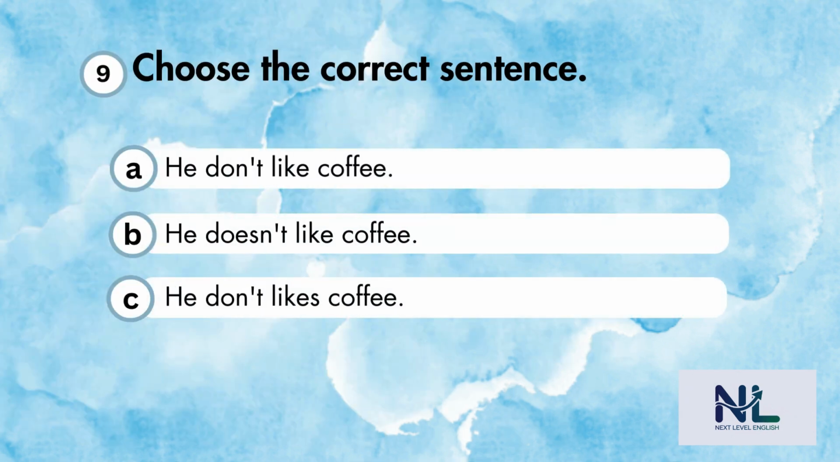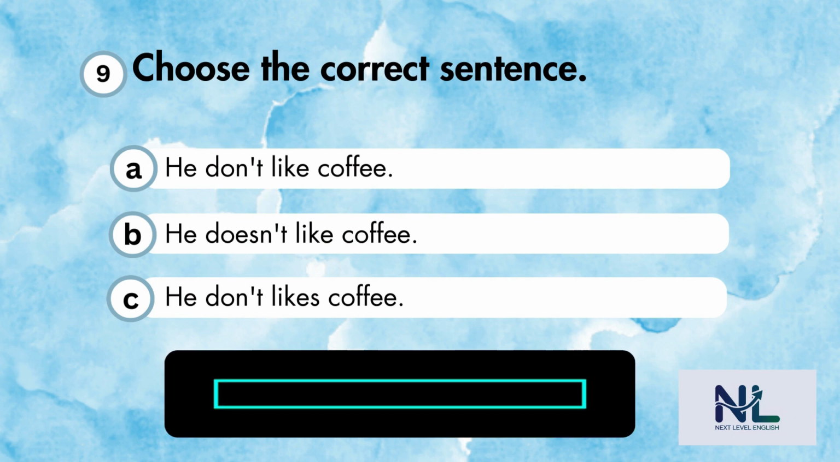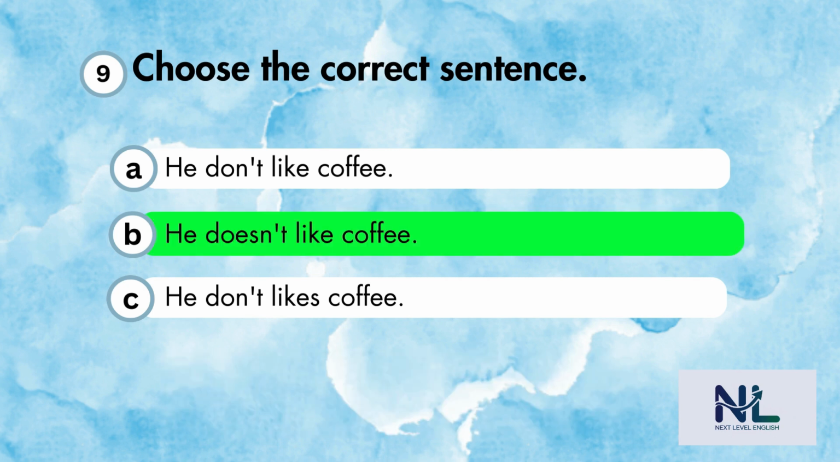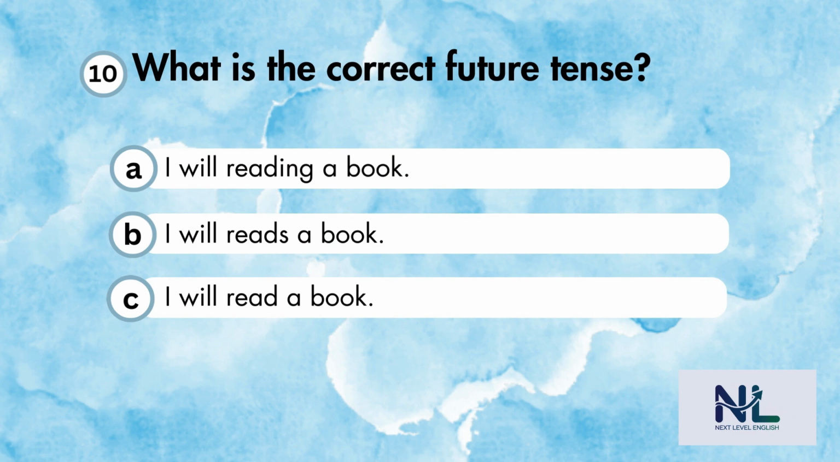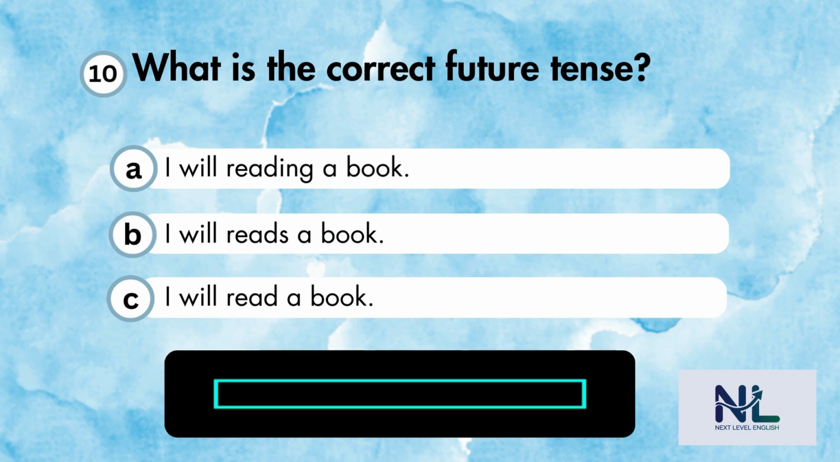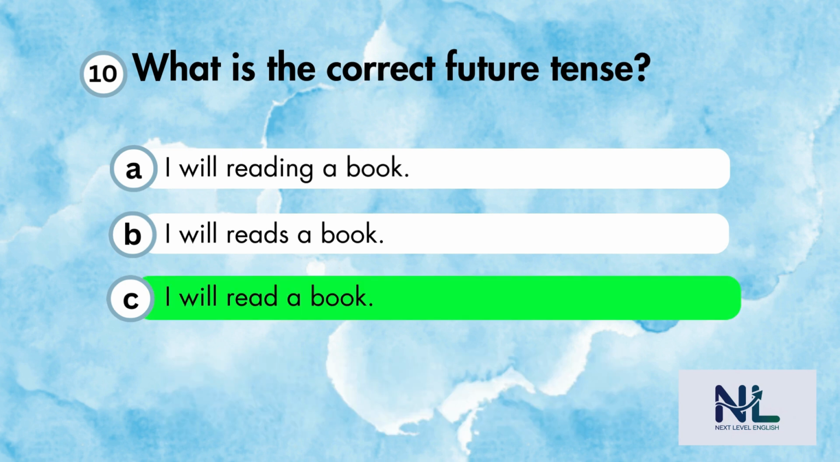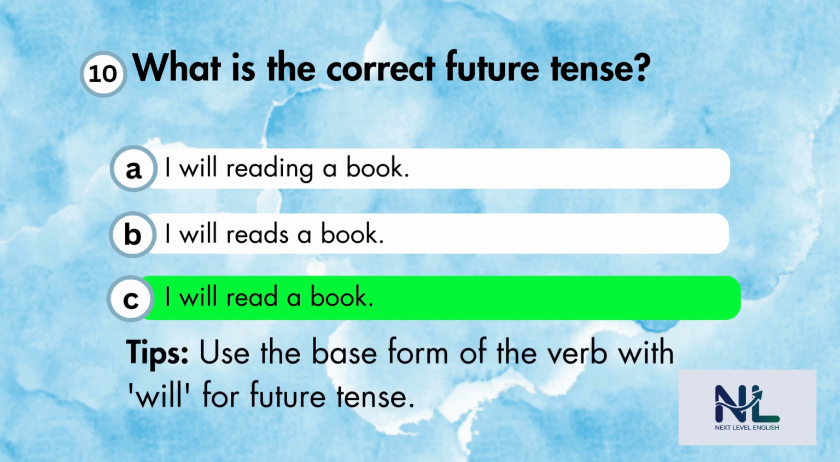9. Choose the correct sentence. He doesn't like coffee. Tips: use doesn't with singular subjects in the present tense. 10. What is the correct future tense? I will read a book. Tips: use the base form of the verb with will for future tense.